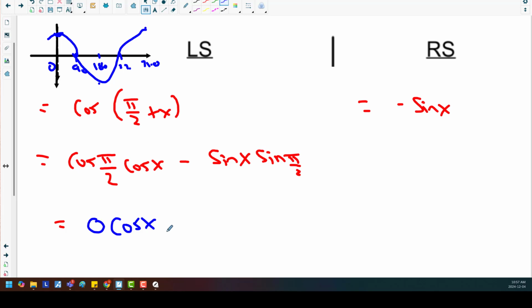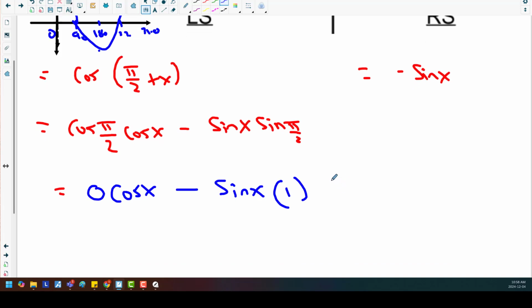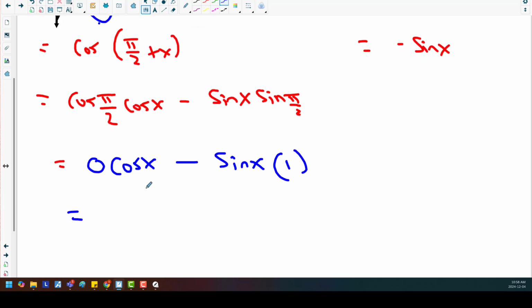So that's just 0 times cos x minus sine x, and we know sine of 90, in case, you could just plug it in, you can figure it out. It's 1. So that is equal to, this is 0 because 0 times anything is 0, and then this is minus sine x. And there we go, we're done. Pretty straightforward. Let's try to do more.